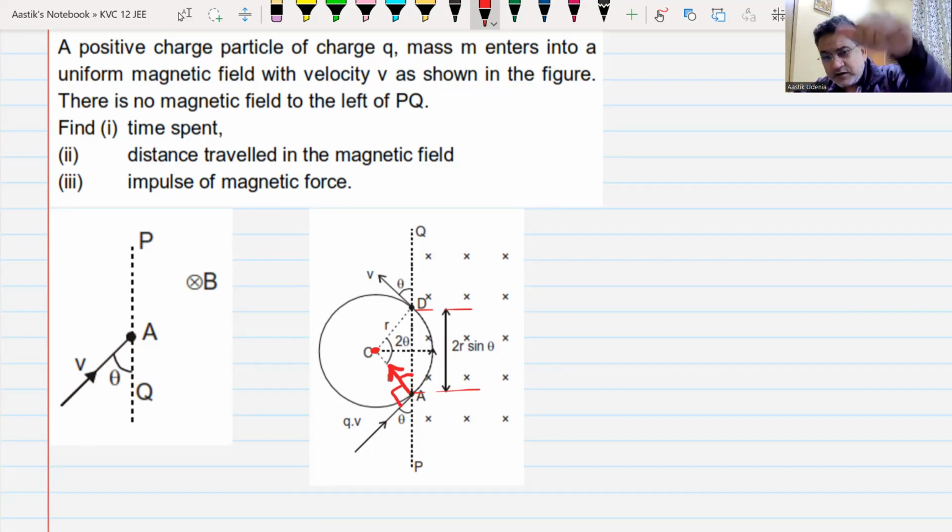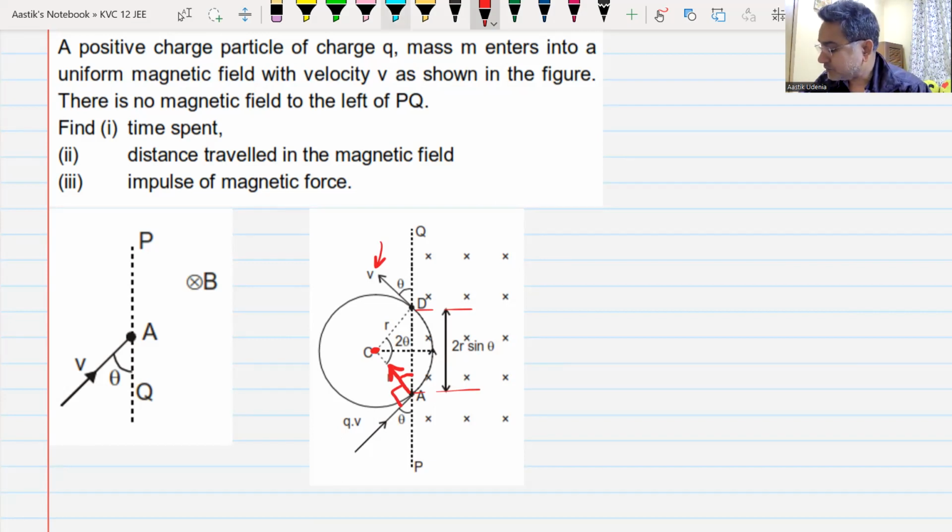Yes, sir. With simple trigonometry, you can also find out that whatever velocity it enters with, the same magnitude it comes out with, at the same angle. Yes or no? Yes. That's it. That is the answer.